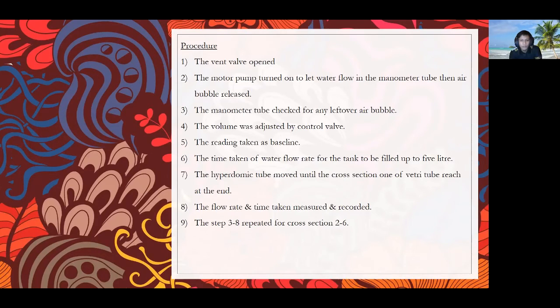Next, the time taken for the water flow to fill the tank up to 5 liters is measured. Next, the hydrostatic tube is moved until cross section one of the venturi tube reaches the end. Next, the flow rate and the time taken are measured, recorded, and tabulated. Next, steps 3 to 8 are repeated for cross sections 2 until 6.